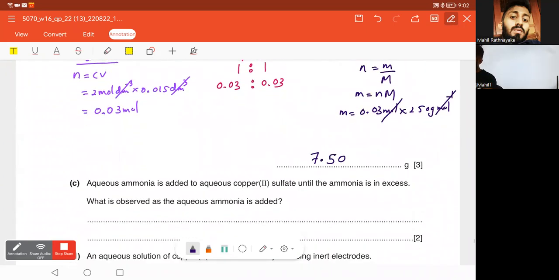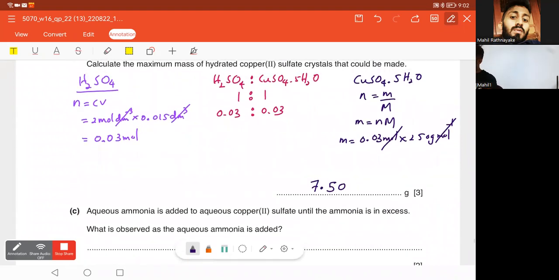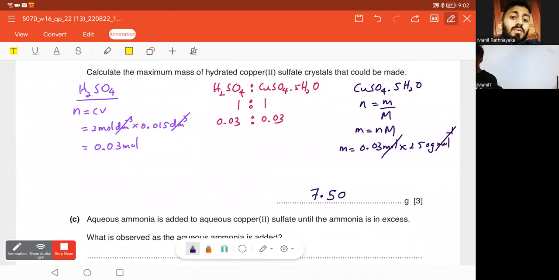Next one. Aqueous ammonia is added to aqueous copper(II) sulfate until in excess. What's the observation? First, a light blue precipitate with aqueous ammonia. When you add excess, it dissolves and forms a dark blue solution. But with sodium hydroxide it stays the same.